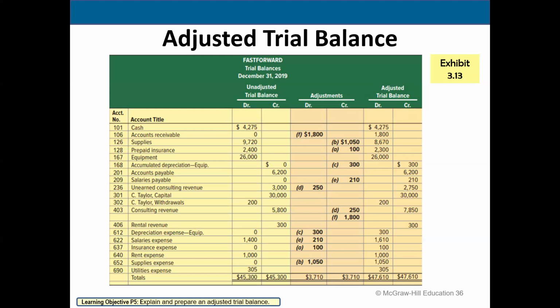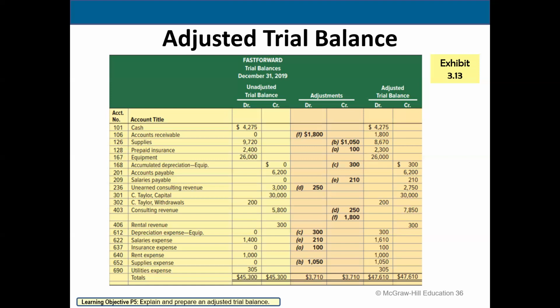Supplies is a little different, right? It had a debit balance of $9,720, and then a credit adjustment. And so that credit adjustment is actually going to reduce the balance of the account. And so if we had a debit balance of $9,720, subtract the credit adjustment of $1,050 gives us a new adjusted trial balance of $8,670. And we can walk right down the list. I'm not going to explain each one, but it's the same thing.